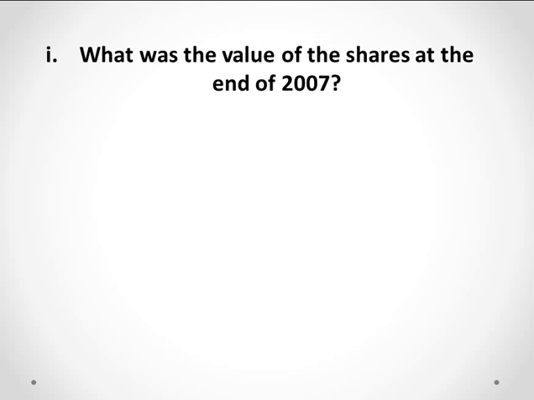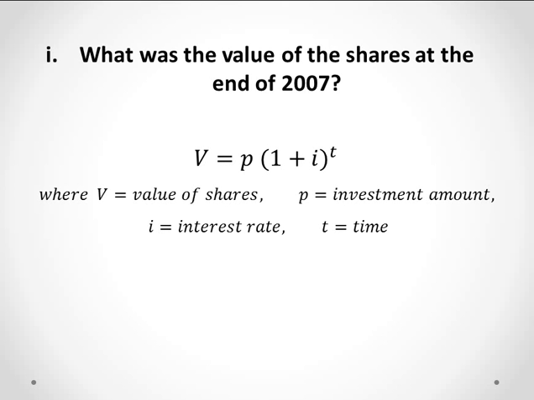Tackling Part 1 first of all then. What was the value of the shares at the end of 2007? So to do this, we're going to use a very simple formula. V equals P upon 1 plus I to the power of T, where V equals the value of the shares, P equals the investment amount, I equals the interest rate, and T equals time.